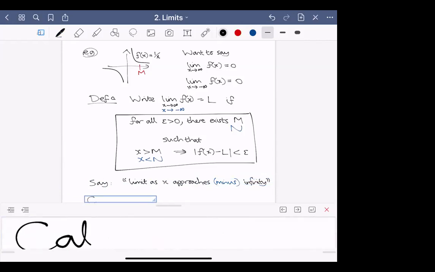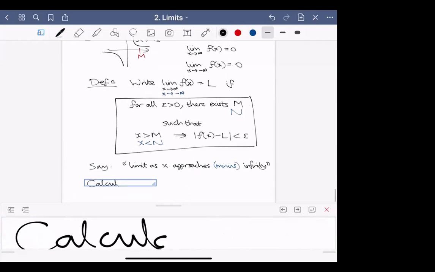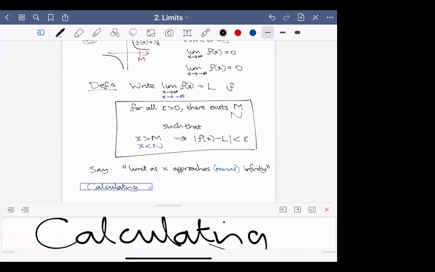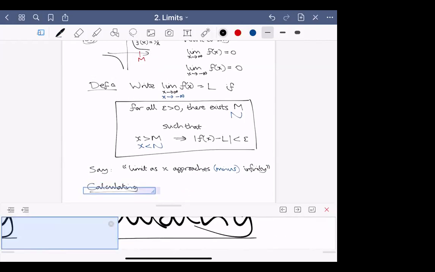Okay, so now we'll talk about how to calculate these limits. First, let me go back and see if there are questions.